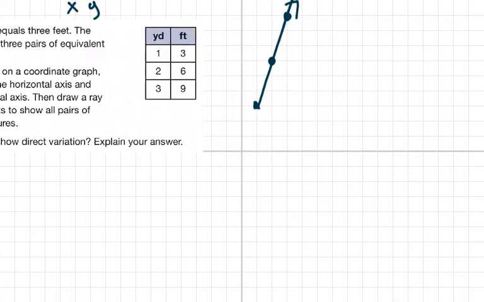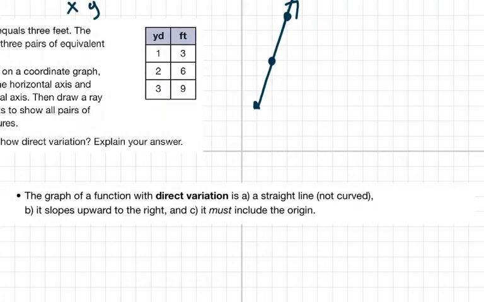We have to think what direct variation is. So looking back at our last investigation, it says the graph of a function with a direct variation is a straight line. Well, yes, it's a straight line. It slopes upward to the right, yes, and it must include the origin. Now I'm thinking about this. If I had 0 yards, how many feet would I have? Well, 0 times 3 is 0. So can we include the origin? I hope you said yes.